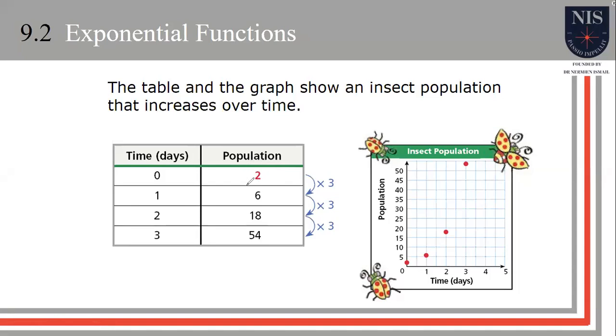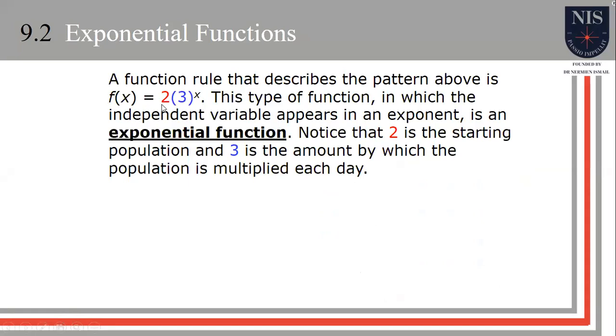What is the first number in this pattern? 2, right? And what is the difference in this pattern? 3. Okay, then if we want to write this equation as an exponential function, we will write it like this. A function rule that describes the pattern above is f of x equals 2 times 3 to the power of x.